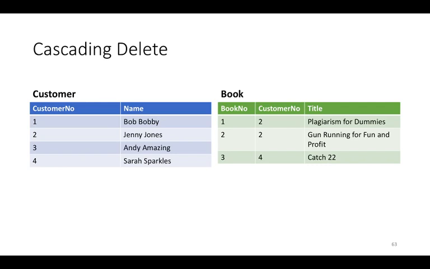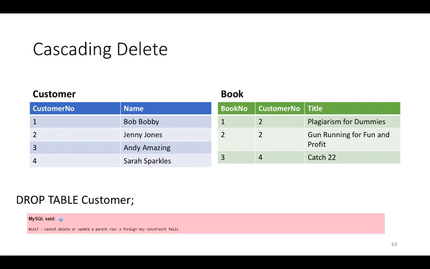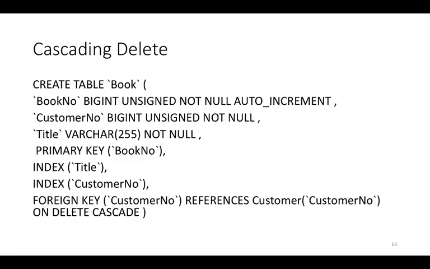So this is where the idea comes of what's called cascading updates or cascading deletes. What I want to do is when I delete the parent's row, I want that delete to cascade through the database and delete all of the children's rows that depend upon it. The same issue would apply if I drop the table as well. Obviously, I can't drop the customer table because the book table depends upon it.